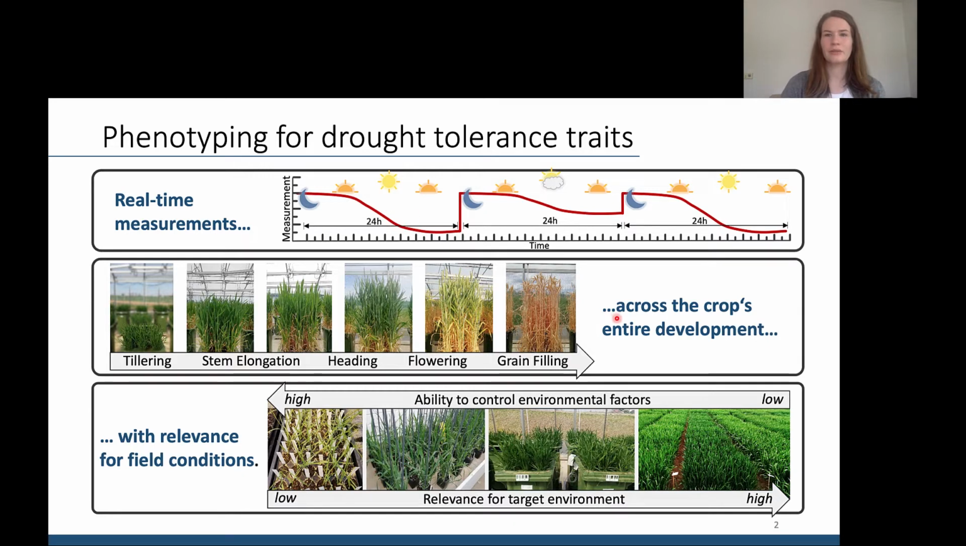It is also helpful to phenotype across the crop's entire development, as the crop's drought stress response might differ among developmental stages. Such high-resolution phenotyping approaches usually take place under controlled environments because in the field it is usually difficult to control naturally occurring precipitation and to expose the plants to defined drought conditions. But such approaches should make sure that they don't lose the relevance for the target environment, which is the field.